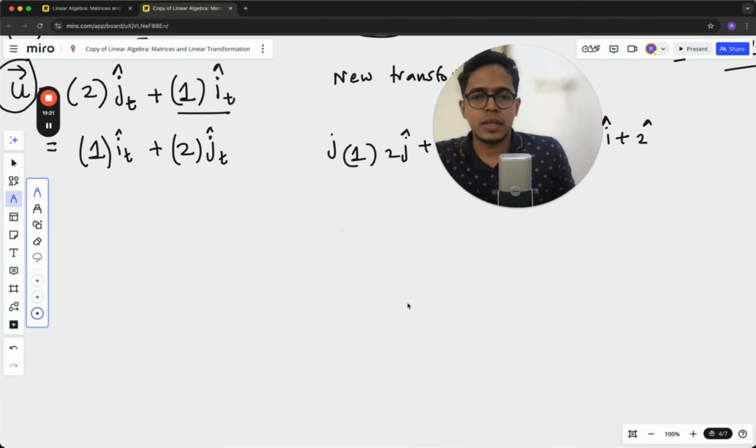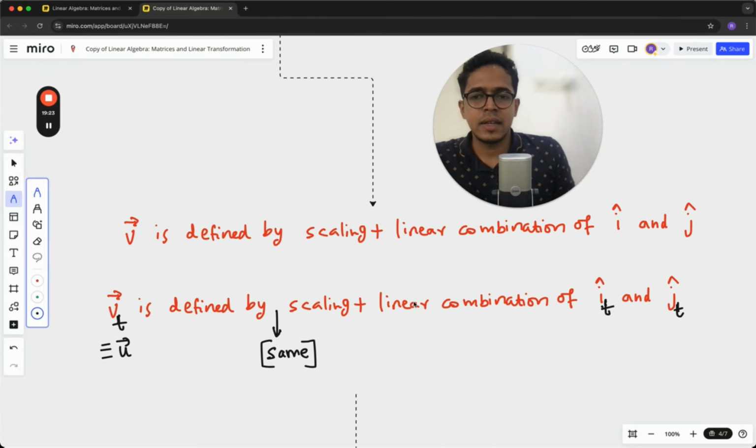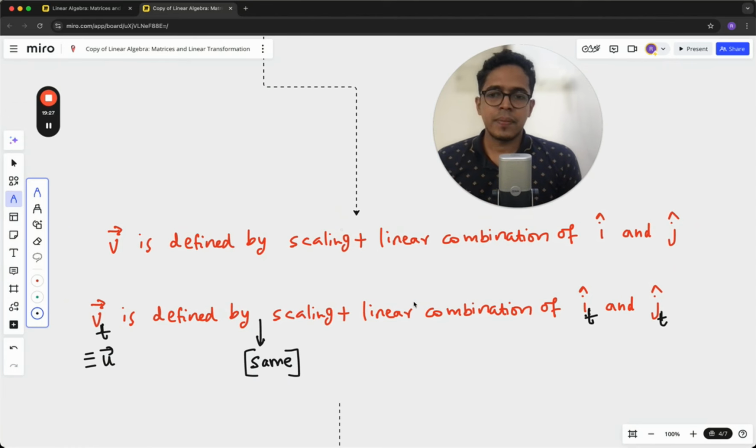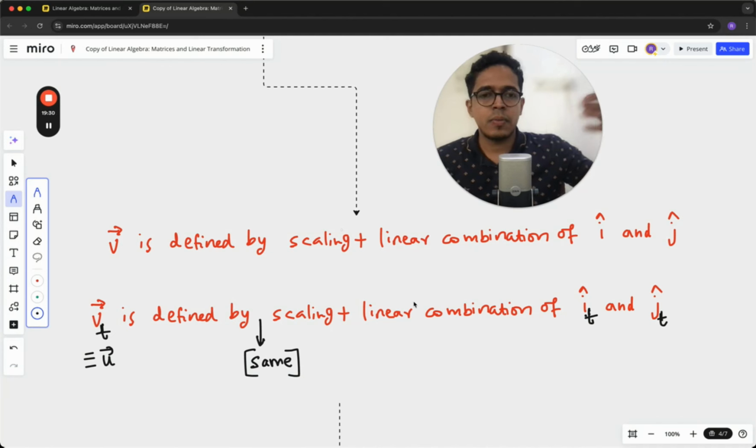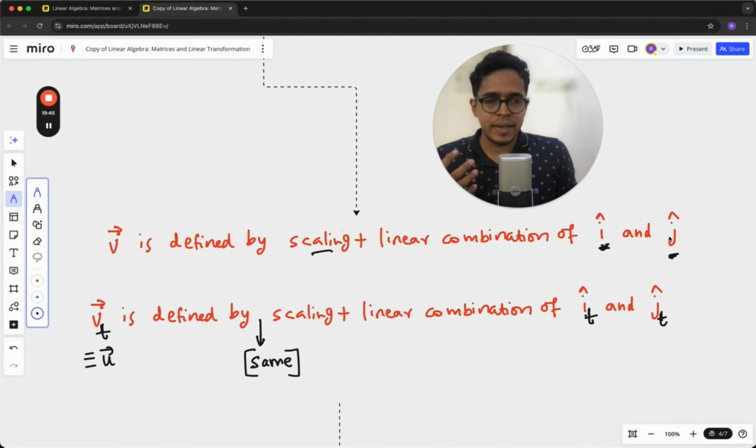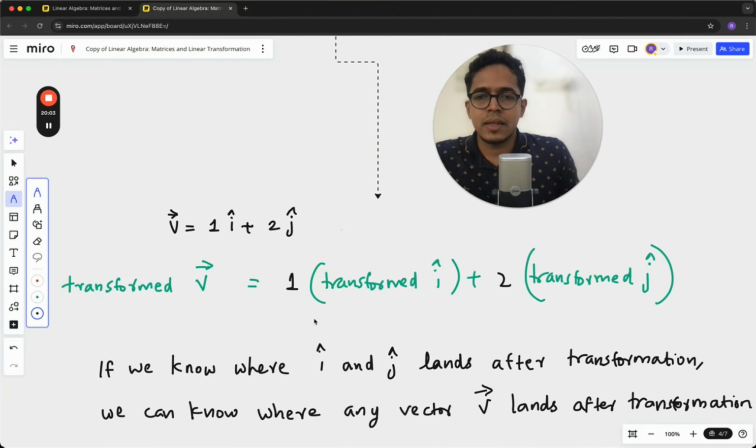So this shows very intuitively that if we are performing a linear combination, to know where a vector V will transform and what it will become, all we need to know is first see what will happen to I, then see what will happen to J. And if the original vector V was defined by a certain scaling and linear combination of I and J, all we need to do is perform the same scaling plus linear combination of the transformed I and transformed J. So all we need to keep track of is what happens to I and what happens to J. That's all. We don't need to know anything else. So I just want to show you that over here.